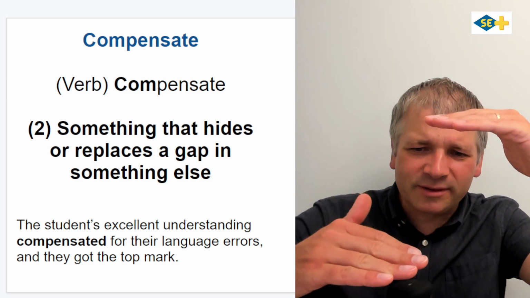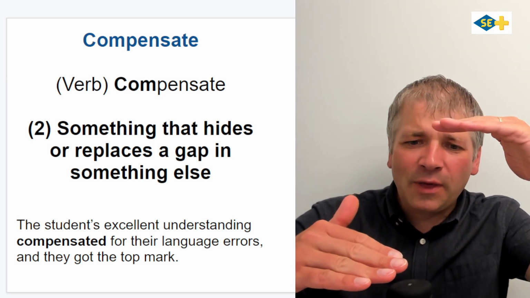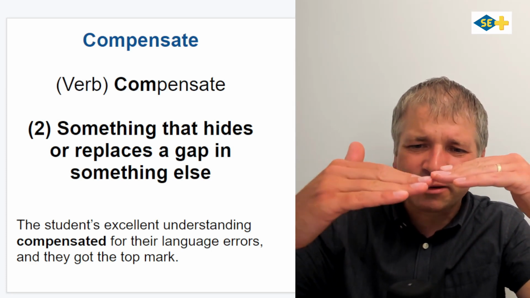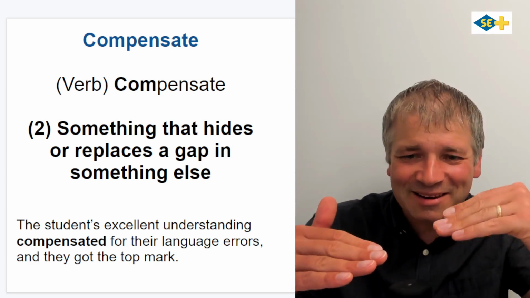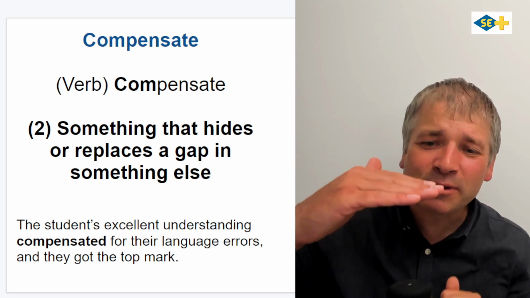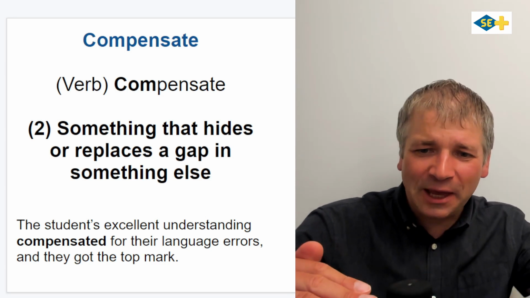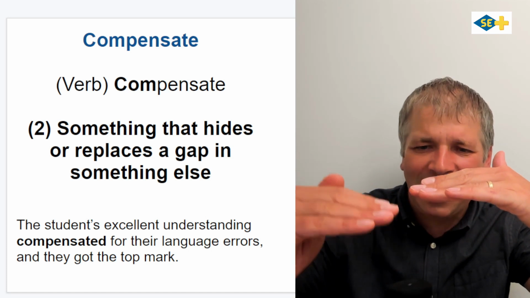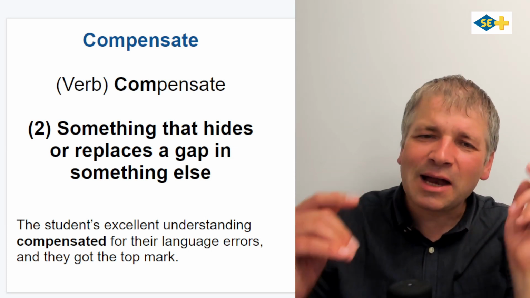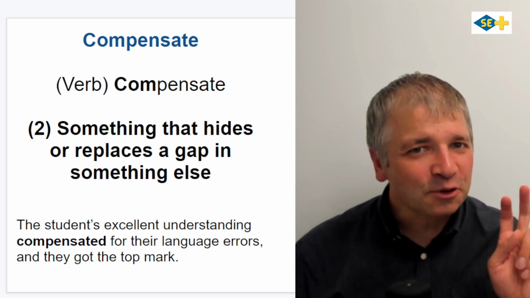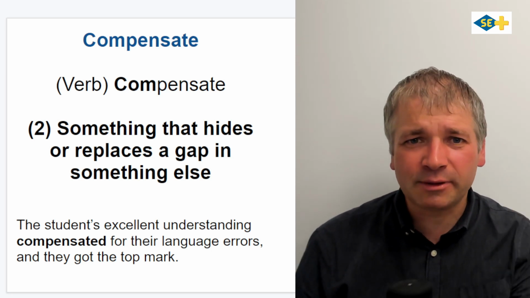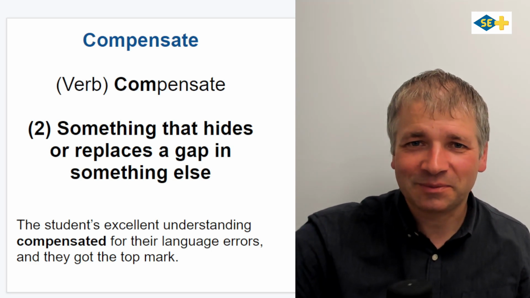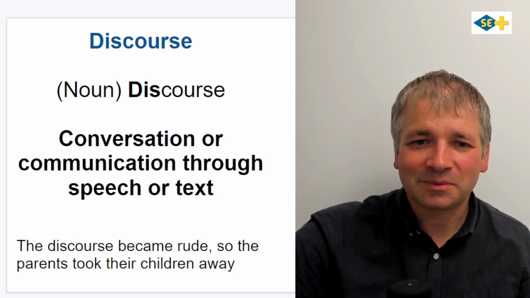So the errors brought it down, their understanding brought it up, and in the end it got the mark it deserved because the understanding compensated for the language errors. There was a lack, but something else came in that helped to replace that lack or that gap, and that's compensate. So those are two meanings of the word compensate, closely related, slightly different in use.